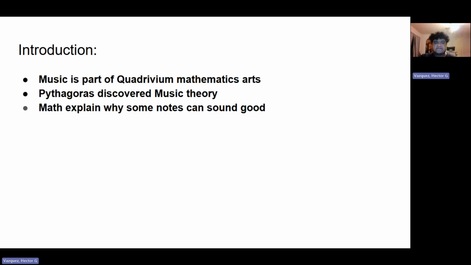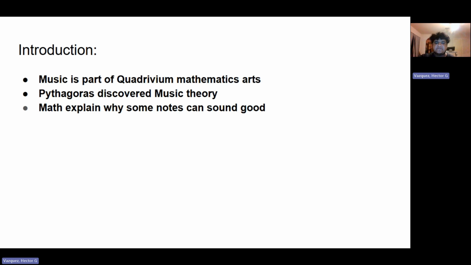Music has been connected to mathematics for many years. Going back to the time of the ancient Greeks, music is considered to be part of the mathematical arts, which includes arithmetic, geometry, and astronomy. A famous Greek mathematician and philosopher, Pythagoras, discovered that musical notes can be described using numbers called ratios. These ratios explain why some notes sound pleasing or harmonious when played together. For example, he noticed that certain simple ratios like 2 to 1 or 3 to 2 create intervals that sound naturally good to the ear.